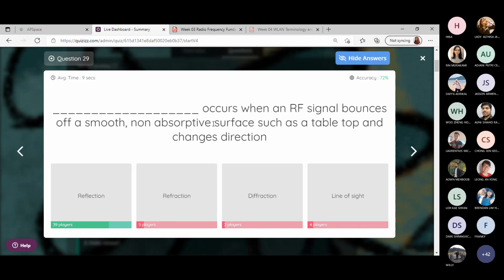What occurs when a radio frequency signal bounces on a smooth non-obstructive surface such as a tabletop? Tabletop, just now we talked about reflection, right? So it's reflection.